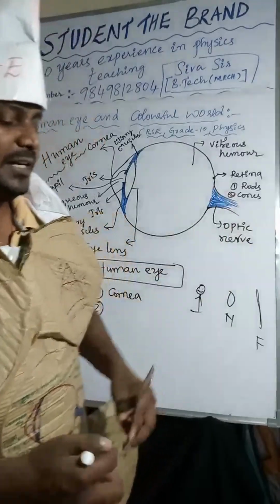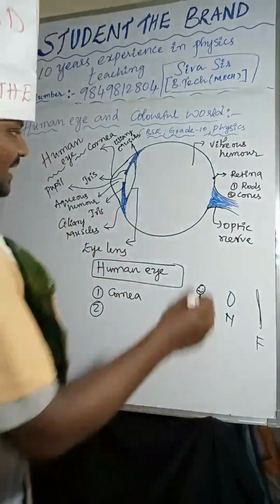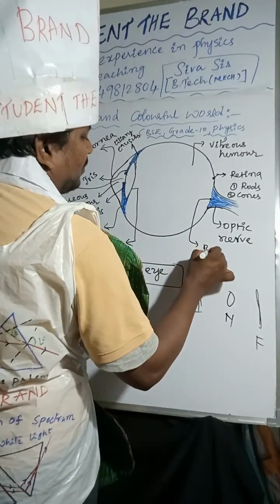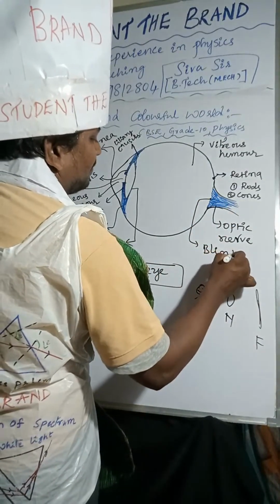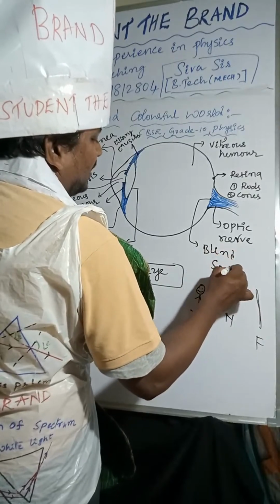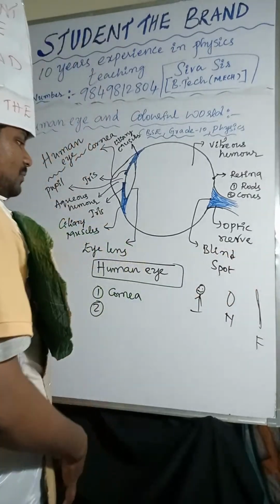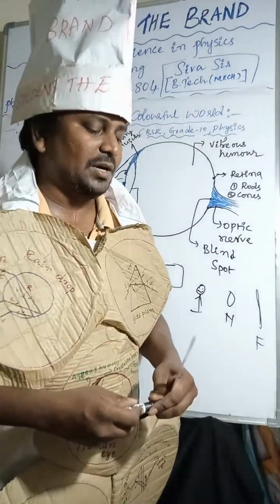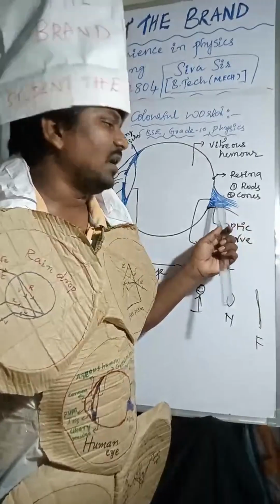And a blind spot is there. One more point here: at the blind spot, there won't be any image formed, so light will not reach that point. It is a dark place, and that is the reason it is called the blind spot.